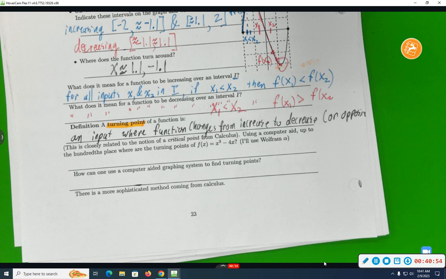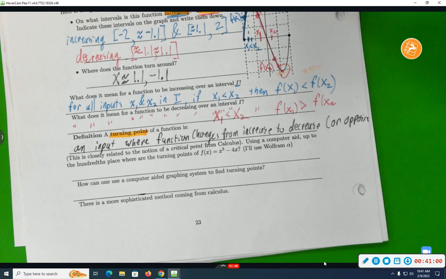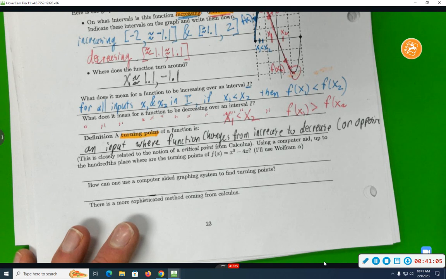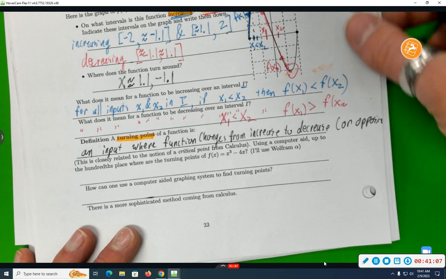And we have these formal definitions, but you already know the ideas of what these things should mean. You know what increasing means, you know what decreasing means. A turning point is the place where it changes from one to the other. So, there's the notion of increase and decrease. You know how to work with that in terms of a graph.